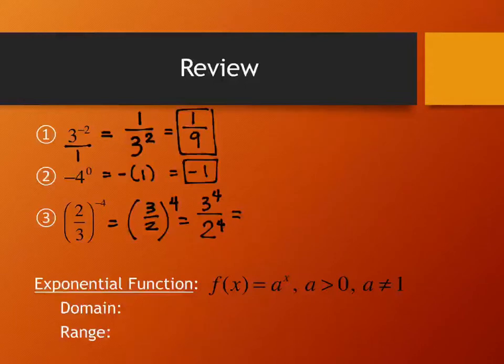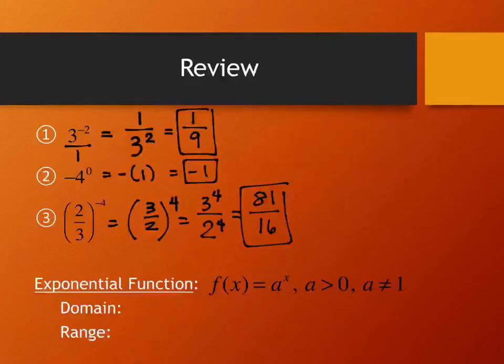I should be writing in white. I'll change that in the next one. What is 3 to the 4th? 81. And what is 2 to the 4th? 16. Good job. So 81 over 16. Fabulous. Okay, good so far? Awesome.